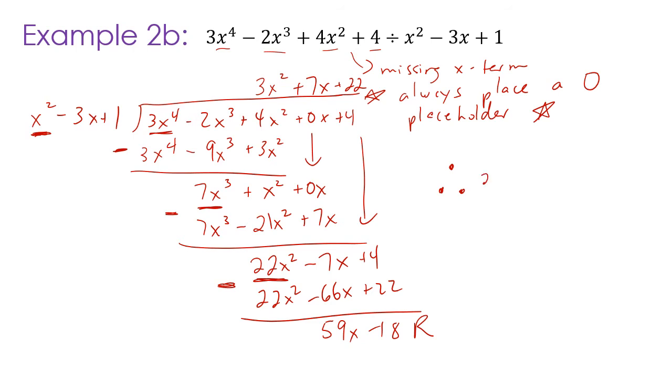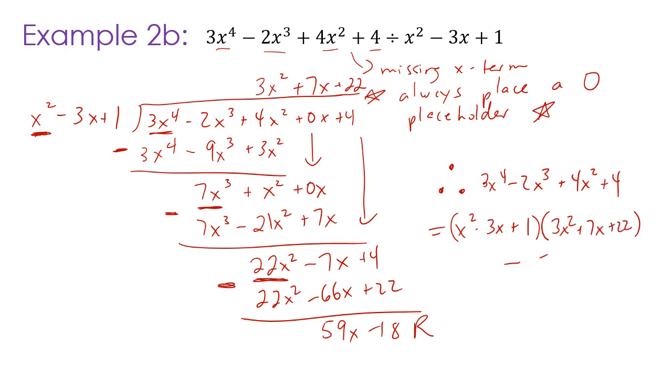It could be an expression, could be a polynomial, which in this case is a binomial, 2 terms. So therefore, 3x to the 4 minus 2x cubed plus 4x squared plus 4 equals x squared minus 3x plus 1 times 3x squared plus 7x plus 22, plus 59x minus 18. Phew. All right.